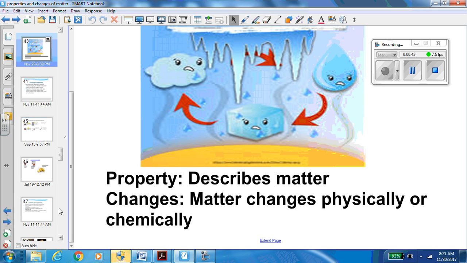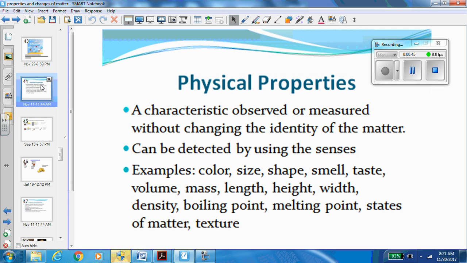First, let's talk about properties of matter. And properties of matter can also be physical or chemical. Let's take a look at what a physical property is. A physical property is a characteristic that is observed or measured without changing the identity of the matter. So that means whenever you are making these observations, you can either make an observation or you can measure something, but you're not changing the identity of that matter. And identity means the atoms and the molecules that make up that matter will not change in order for you to observe or measure this physical property.